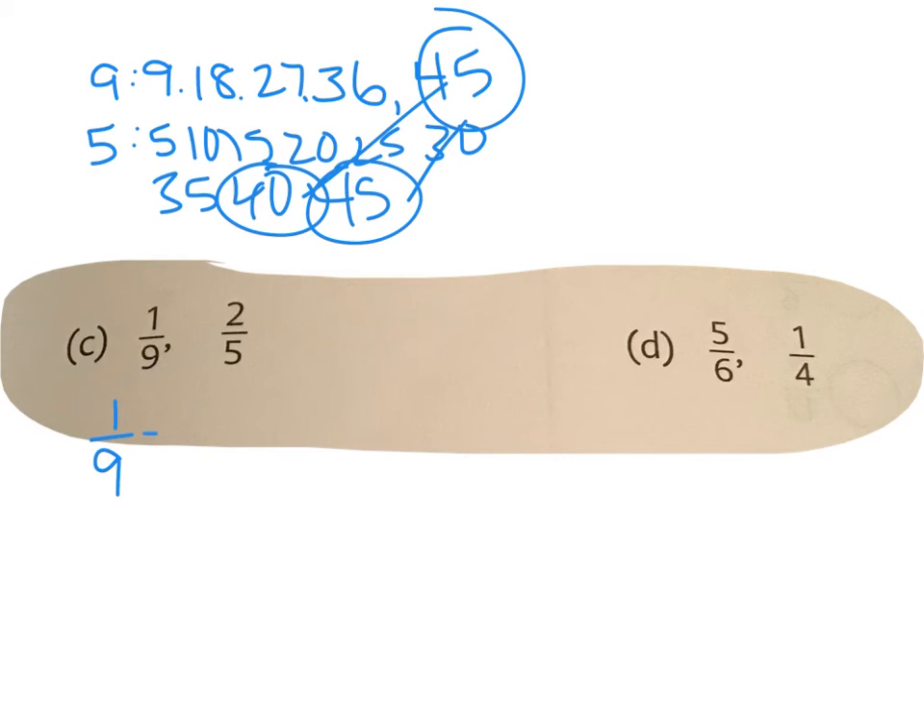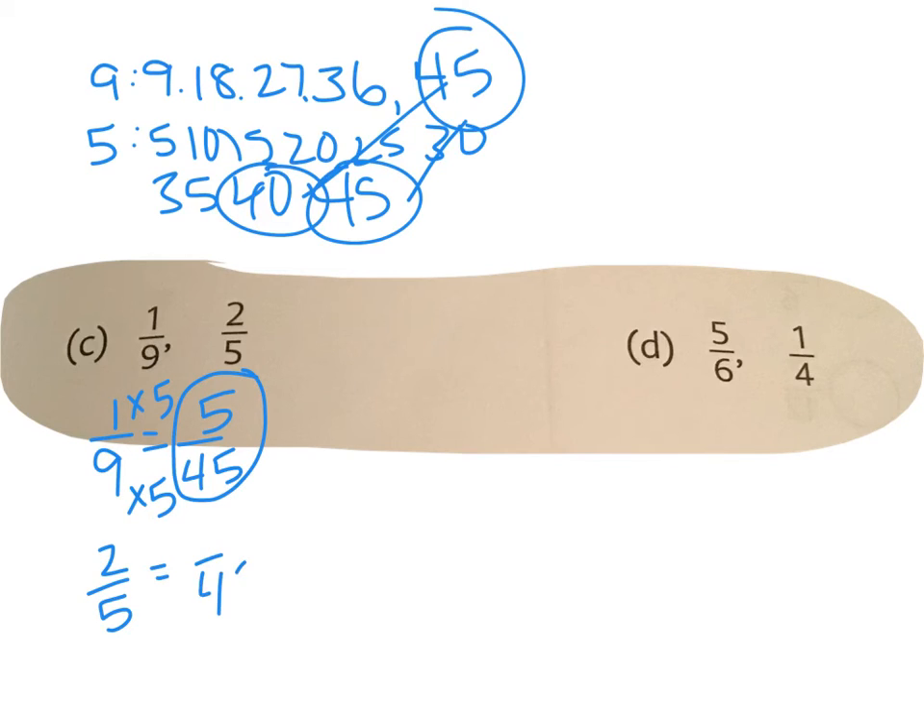So now 1/9 equals how many 45ths? What did I multiply to get 45? 5. So 1 times 5 equals 5. So 5 45ths. Now let's change 2/5 to 45ths. What did I multiply by? 9. So whatever you do to the top, you do to the bottom. So now we have 18 45ths. So which one is bigger? 18 45ths is going to be bigger. Did I do that right? That doesn't look right, but I think it is.